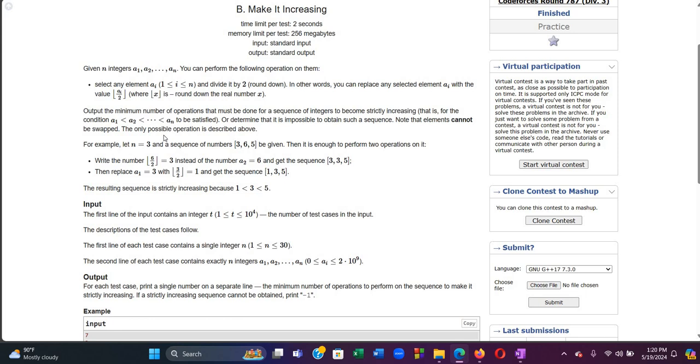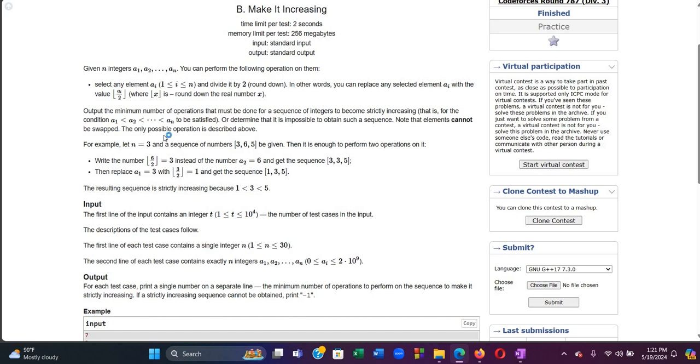I can apply it to any element any number of times, but that's the thing: I have to minimize the number of operations, which is divide by 2, rounded down, in order to get the strictly increasing array. So how do I approach this problem?